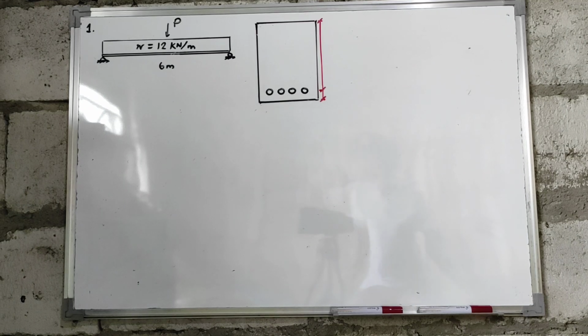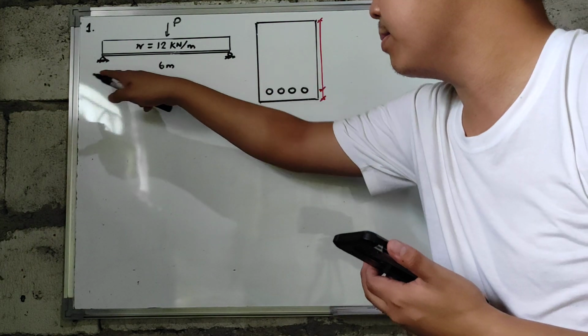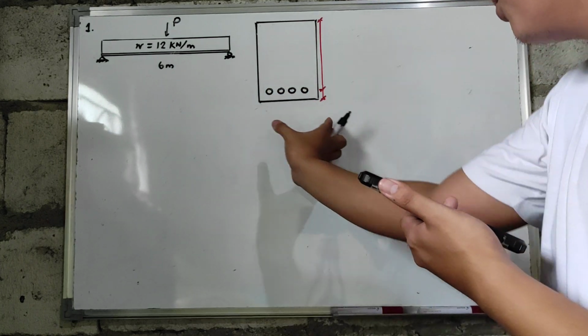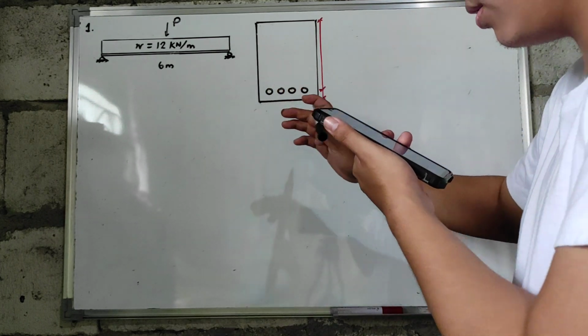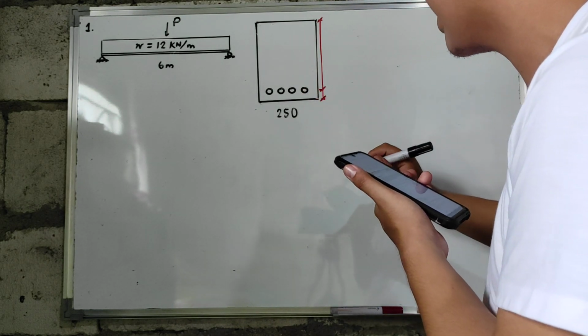So let us now discuss problem number 1. A rectangular, simply supported, reinforced concrete beam has a cross-section of 250 mm by 510 mm and a simple span of 6 meter. So meron daw tayong simply supported beam na merong length na 6 meter. Tapos yung width daw ng beam natin is 250 mm by 510 mm.